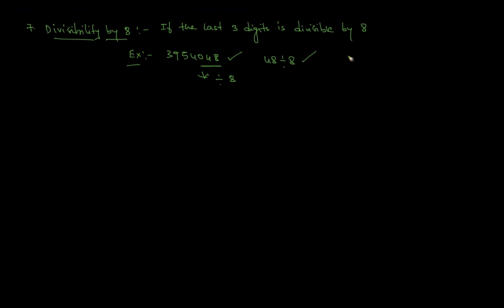Another number, 34,728. We need to check the last three digits. So now we need to check whether 728 is divisible by 8 or not. 8 nines are 72, 8 nine ones are 728. So definitely this is divisible by 8. Right? Now the next one.